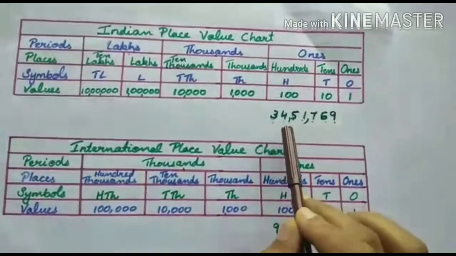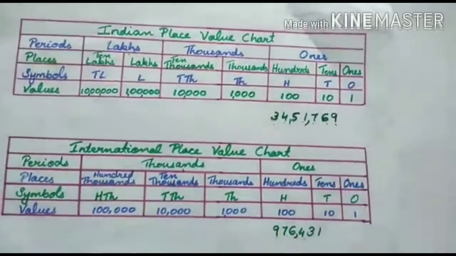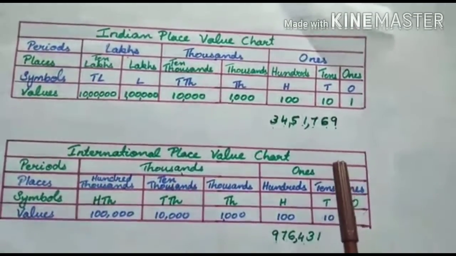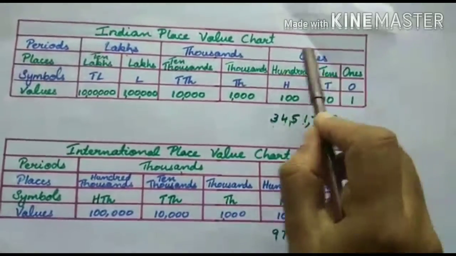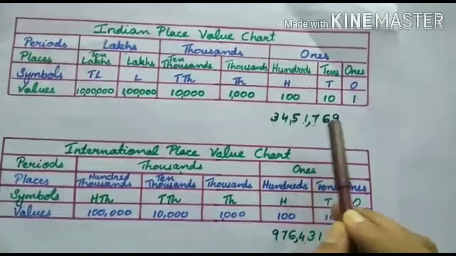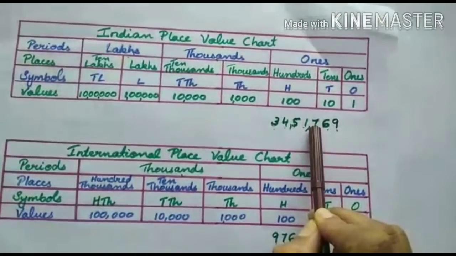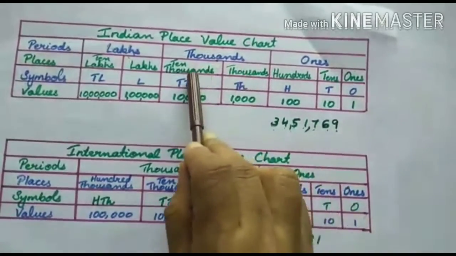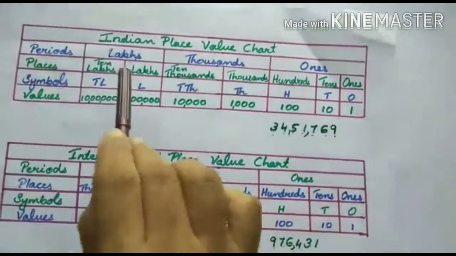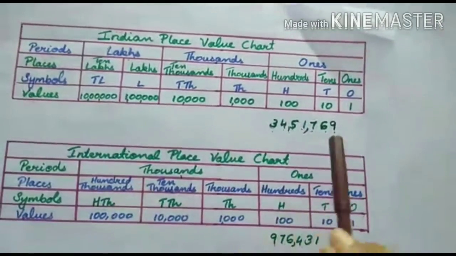Now we will see how to read numbers according to the Indian place value system. We separate the number according to the periods: ones, thousands and lakhs. Ones, tens and hundreds come under the ones period, so we separate it with a comma. Then 1,000 and 10,000 come under the thousands period, so we separate that with a comma. Then lakh and 10 lakh come under the lakh period, so we separate it with a comma.